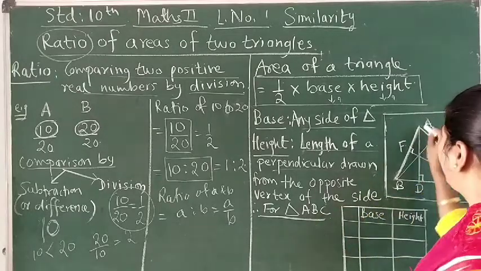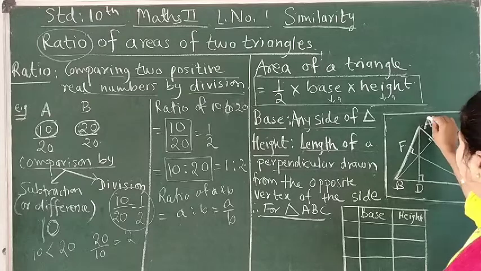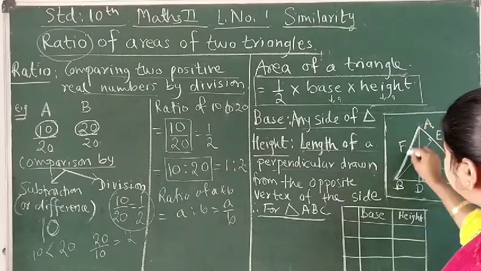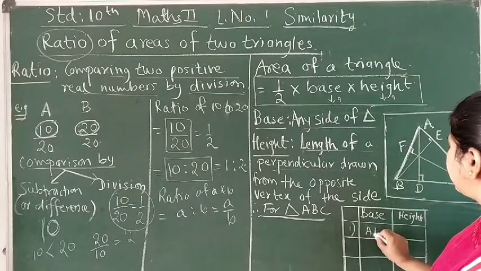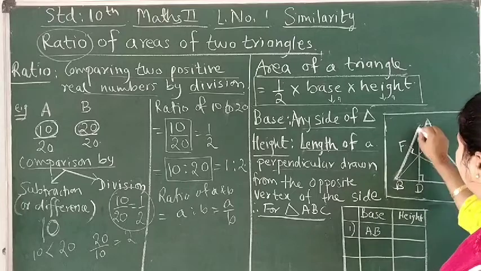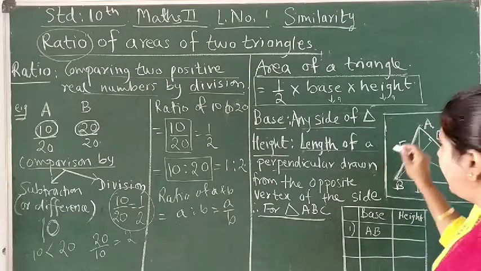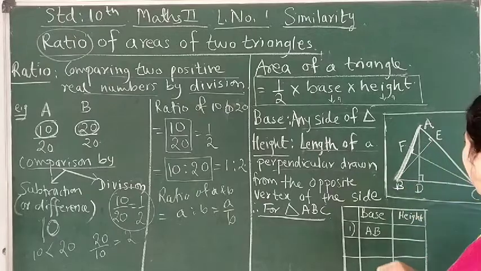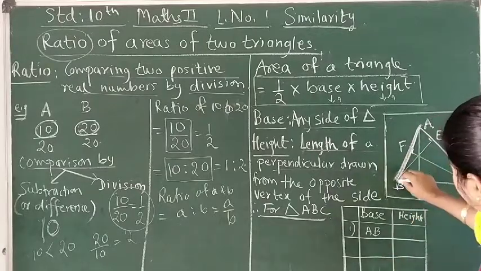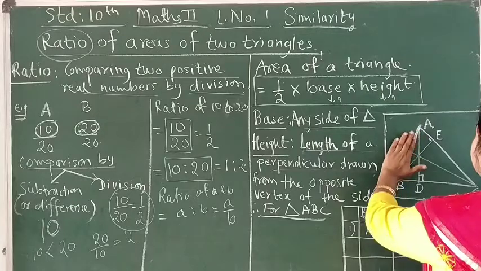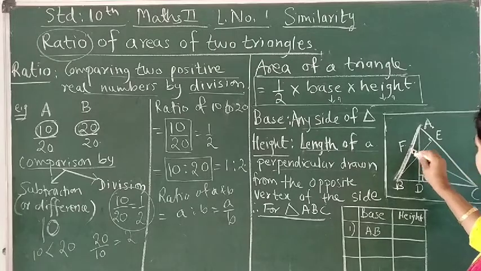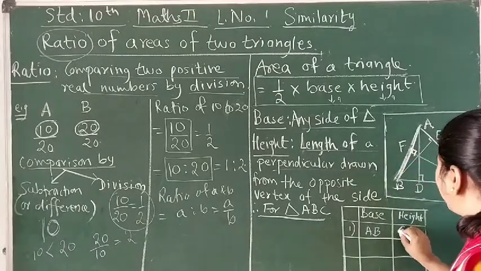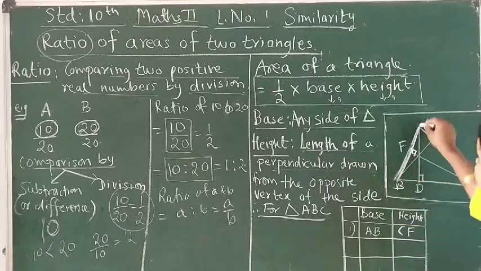Means, for example, for a triangle ABC, these are the three vertices A, B and C. So it has three sides AB, BC and AC. Suppose we take AB as a base. What should be the height? If you are taking AB as a base, the height should be from its opposite vertex. What is the opposite vertex of side AB? If you hide AB, you will get the vertex C, and the perpendicular drawn from C is CF. So the corresponding height will be CF. If you are taking AB as a base, then the height is CF.